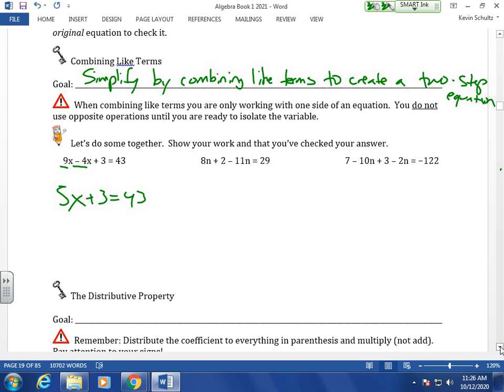Anyway, we're at a 2-step equation now. My tie was turned around, so I don't know if you heard any of that or just, oh, okay.